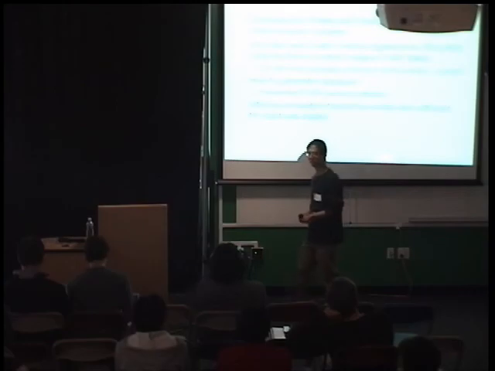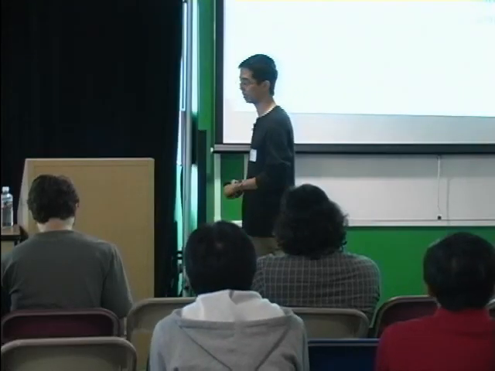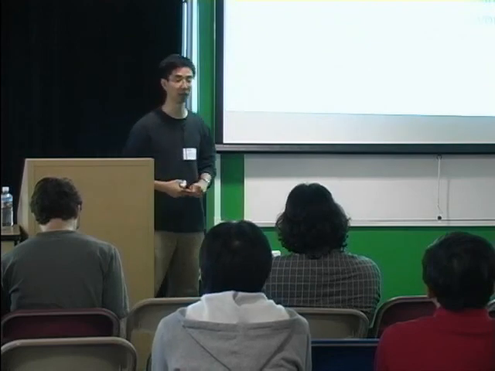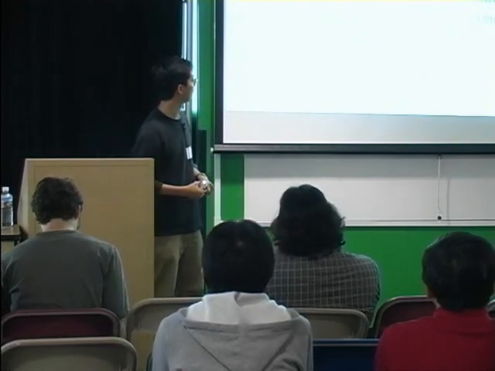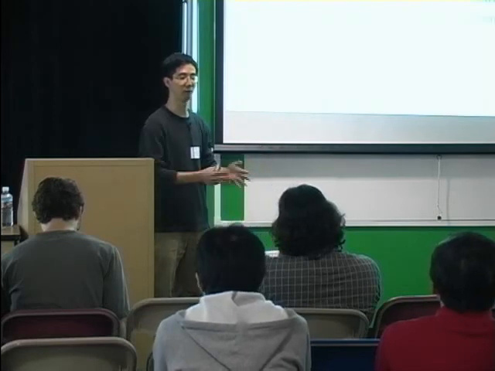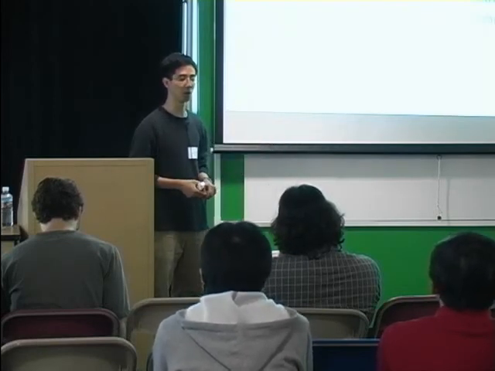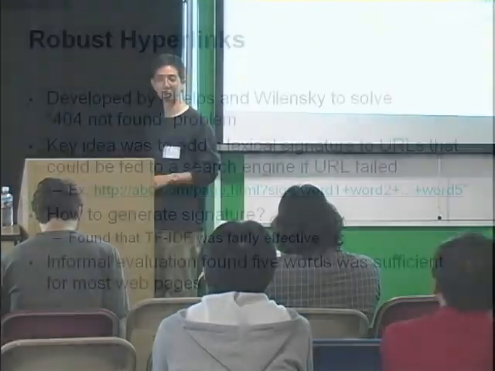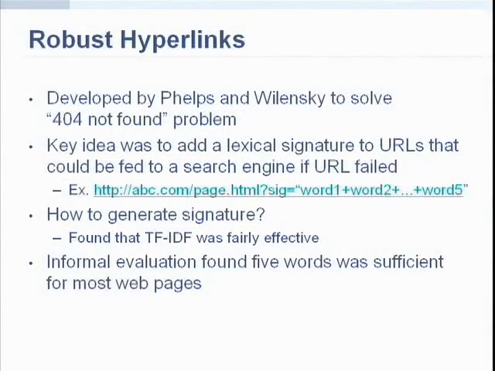So their idea was, if you apply TF-IDF to a web page and you find the words with the highest scores, then how many words would you actually need for this algorithm to work? And they found through some informal evaluations that 5 words is actually effective for finding most of the web pages that you want. Okay, so this is sort of a surprising finding. You only need 5 words, and you can usually get back to the web page you're looking for.